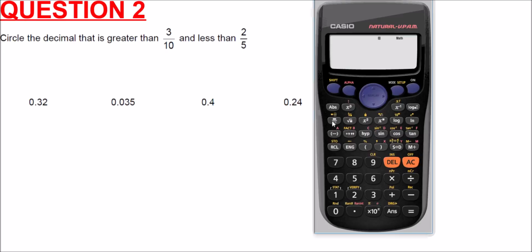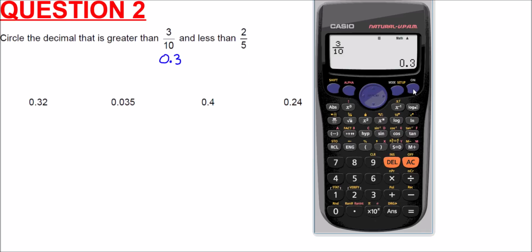Question 2, circle the decimal that is greater than 3/10 and less than 2/5. So if we have a look at the decimals we've got here, we've got 0.32. In fact, they're all decimals. So what we could do is change these fractions into decimals and then compare. So 3/10, we could type in the calculator, 3/10, press equals, and then change this into decimal form by pressing this S arrow D button. And we get 0.3.